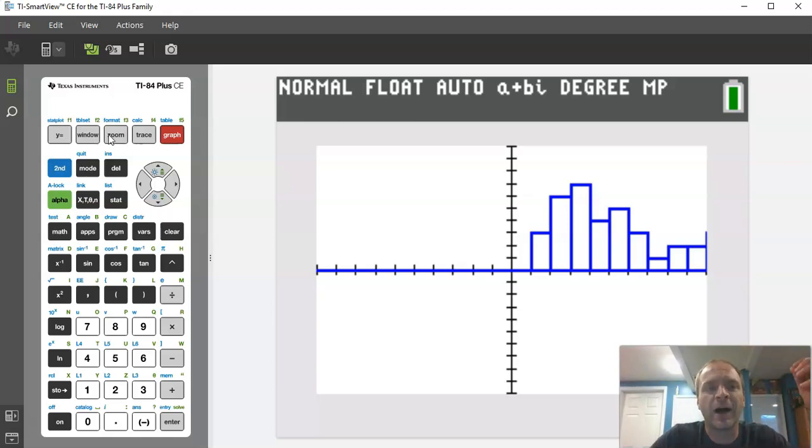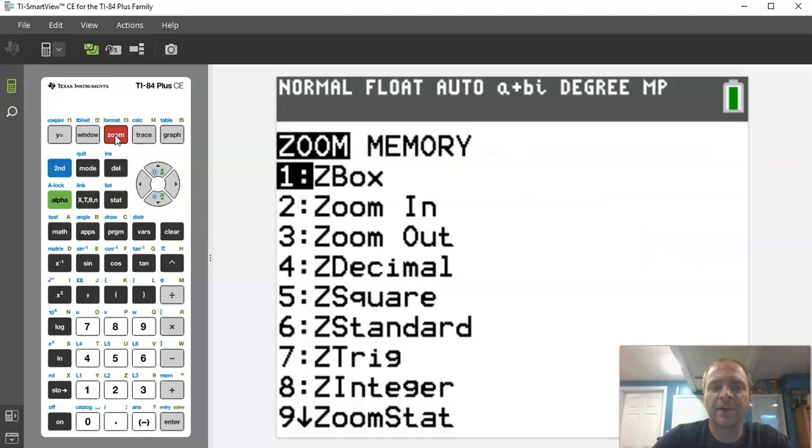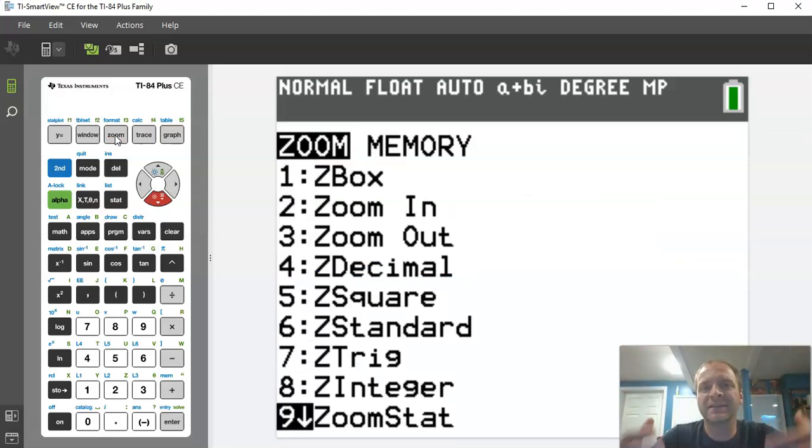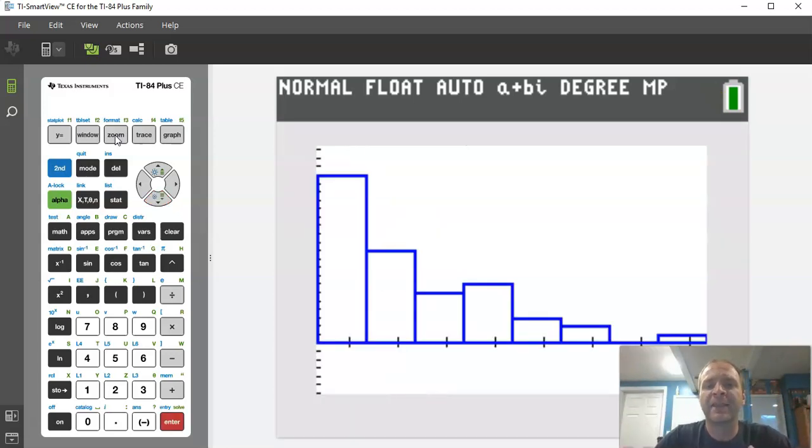Statistics. And so I'm going to hit zoom, and I'm going to go to option 9, zoom stat. So when you come in statistics and you're trying to graph from plot 1 or plot 2 or plot 3, zoom stat when you're graphing. And that's going to make your window size fit a lot better. It's like, hey, I need to zoom in like I'm graphing statistical data. So zoom 9 for zoom stat.